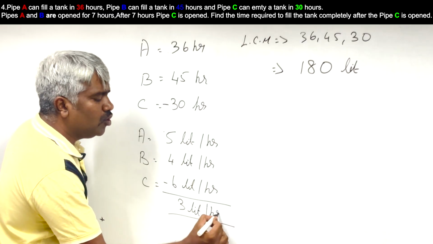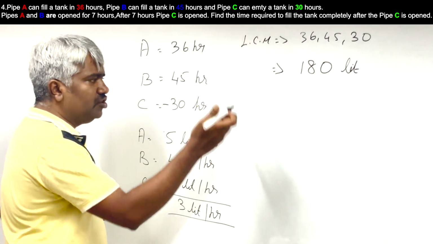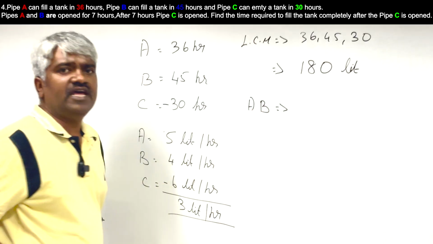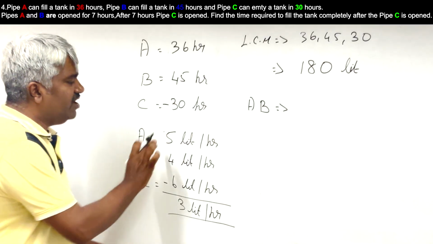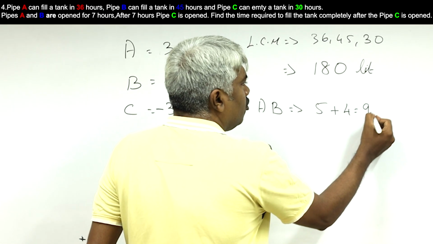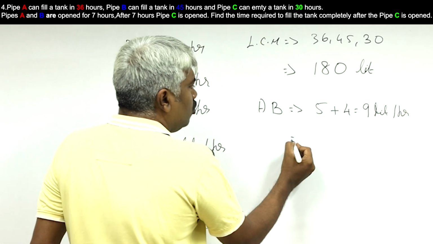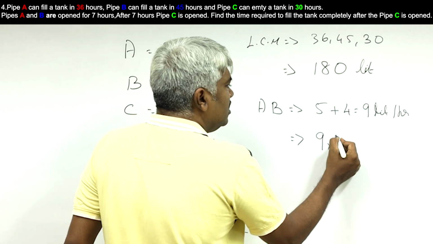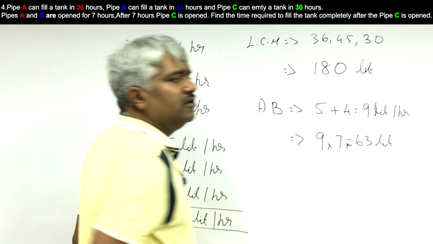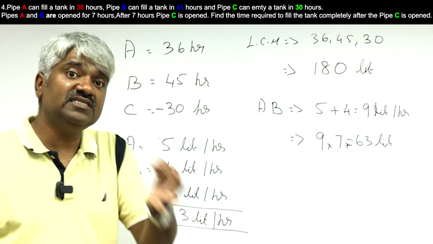So, when all the pipes are open together, they will fill 3 liters in 1 hour. Now, we will go to the next data in the question. Pipe A and pipe B together are open for 7 hours. When pipe A is open, it will fill 5 liters. Pipe B will fill 4 liters in 1 hour. Right? Now, when they are opened for 7 hours, 9 into 7 is 63 liters. So, pipe A and pipe B will fill 63 liters in 7 hours.